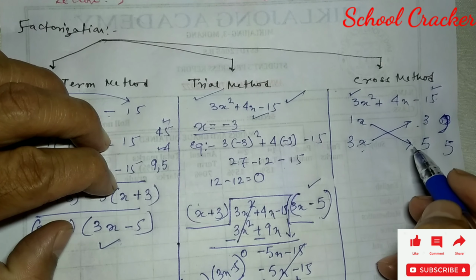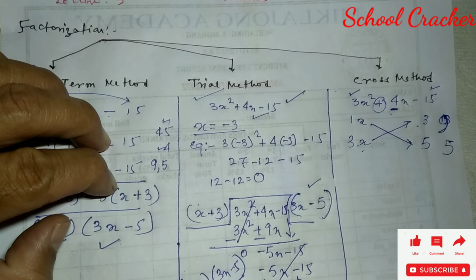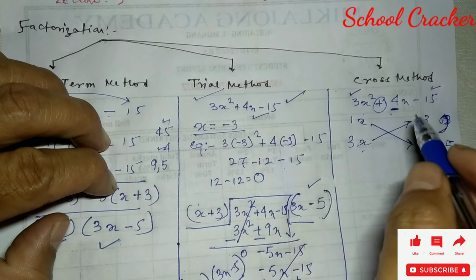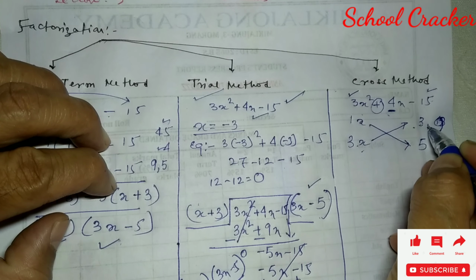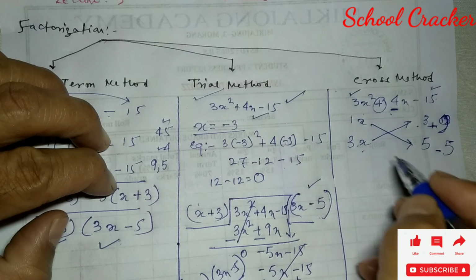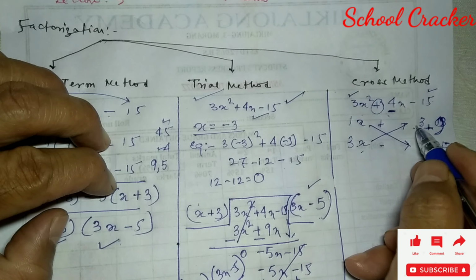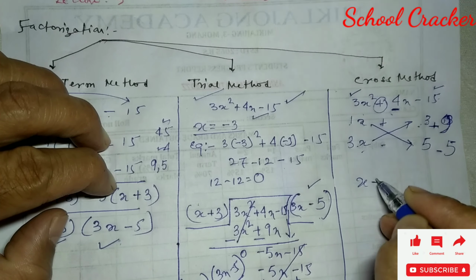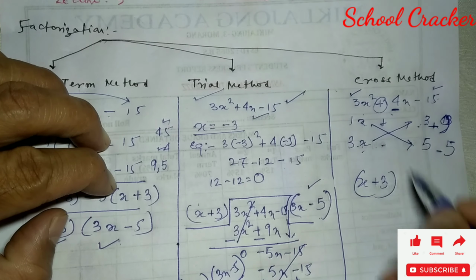So here, which sign are we going to implement? We just have to check the middle term. The sign of the middle term is positive here. This positive sign will be given to the bigger number, and the negative to the smaller number. Hence, the factors in this case are x plus 3 and 3x minus 5.